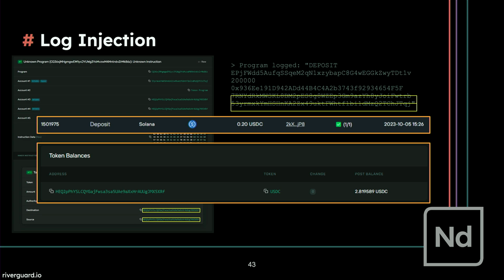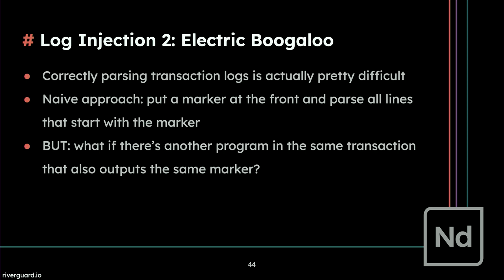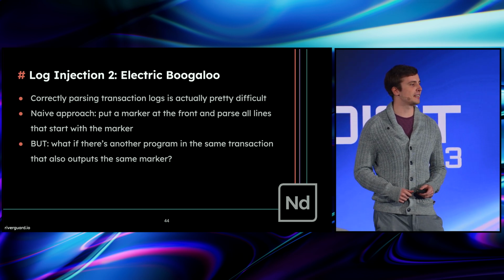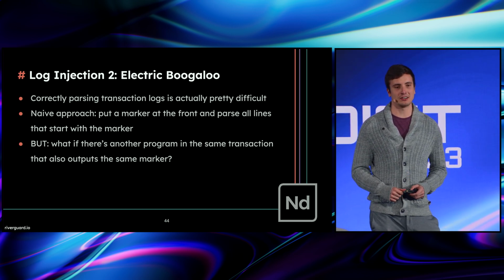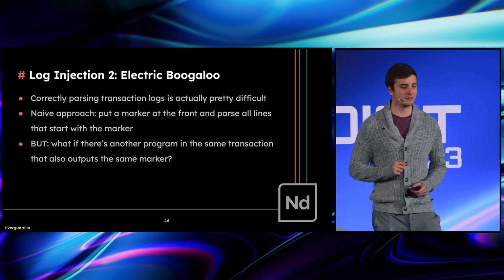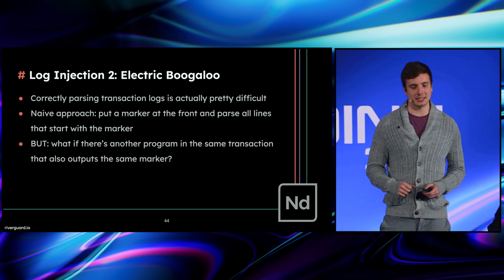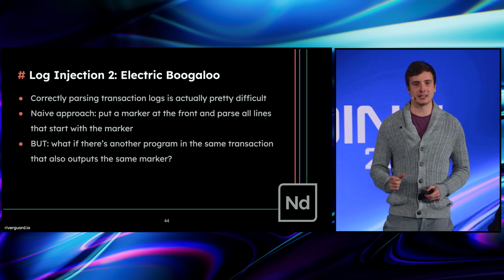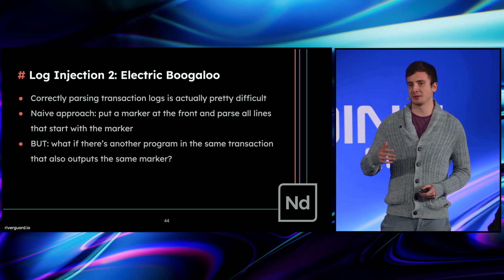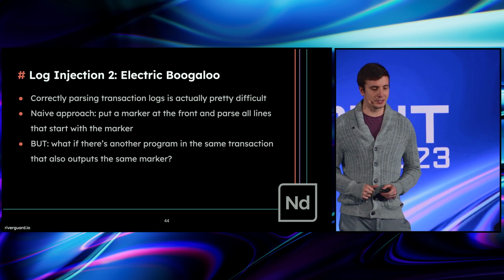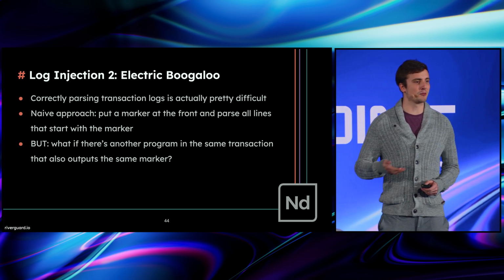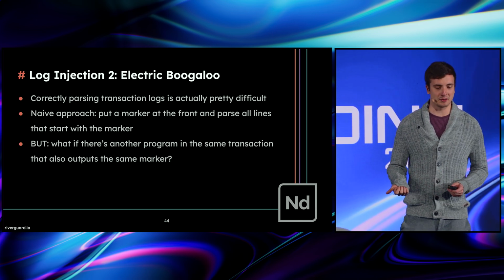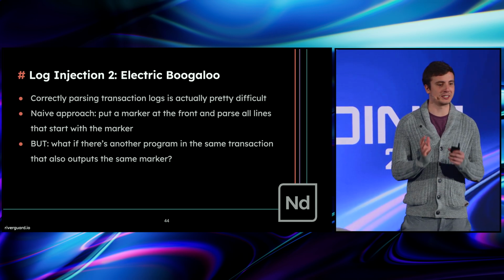But unfortunately, this is not the end of the story. There was actually a second kind of log injection in there, because it turns out that correctly parsing transaction logs is actually not completely trivial. The naive approach that was tried here is you just put a marker at the front of the line and then parse all lines that start with that marker. But unfortunately, there can be multiple programs invoked in the same transaction. So what if another program also outputs a message in the same format?